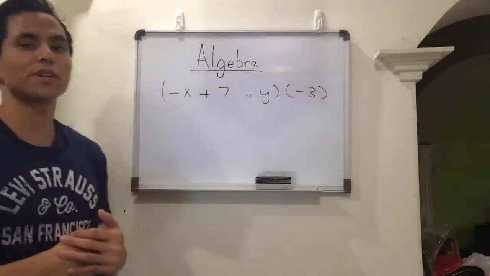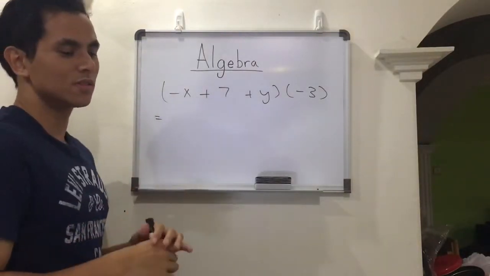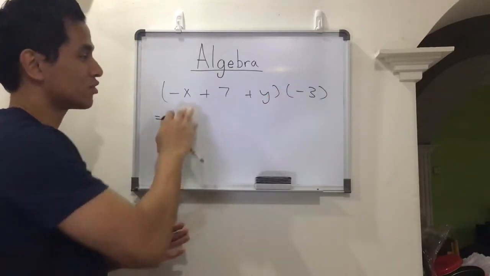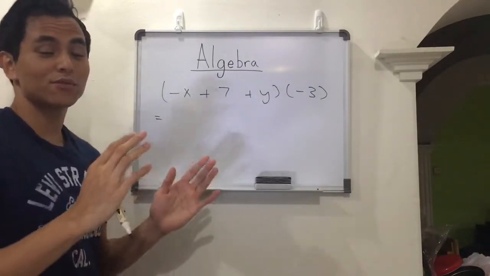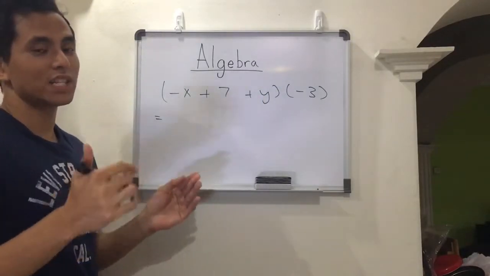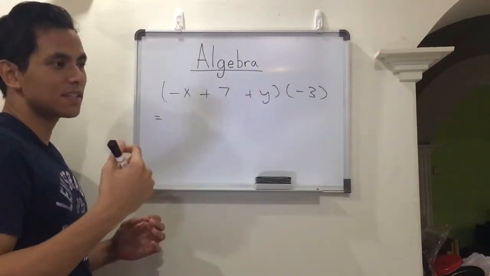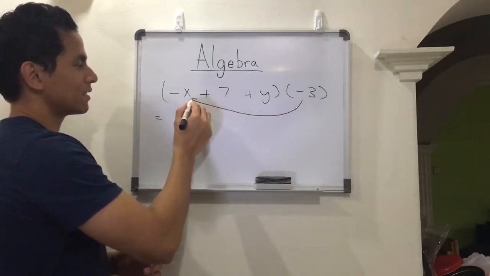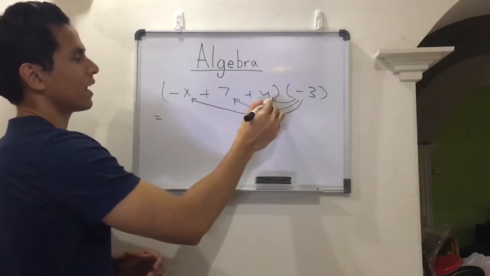So how do we go about doing this? In the other video, we were multiplying 2 terms in the bracket by something outside, so now there's 3 terms. Even if there are 3 terms, we don't have to get confused. We can just apply a very similar concept to what we did earlier, whereby the negative 3 is going to multiply by negative x, multiply by 7, multiply by y.